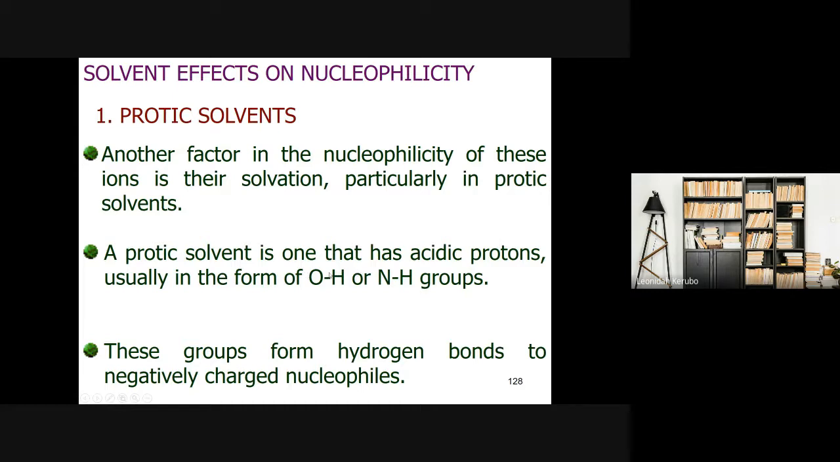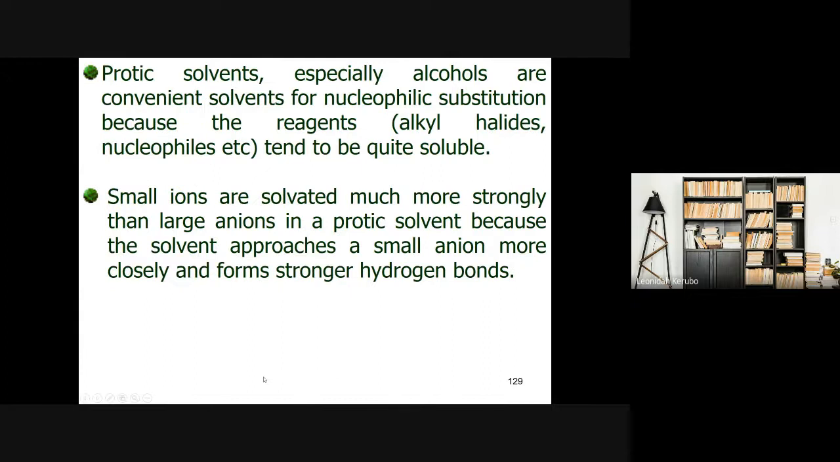So in the case of being bonded to oxygen or nitrogen, hydrogen will have some partial positive charge, so it becomes acidic, and also in the case of NH. So when you have a solvent molecule which has OH or NH, then it will lead to acidic hydrogens or protons, which will easily form hydrogen bonds with the nucleophile, which is negatively charged. So these groups form hydrogen bonds to negatively charged nucleophiles.